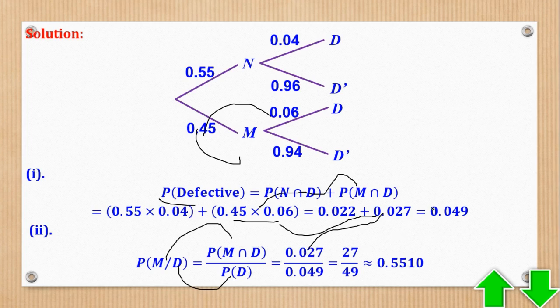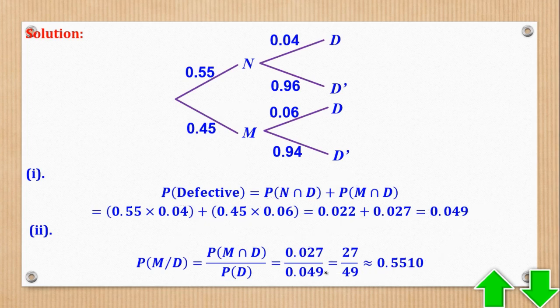Then the probability of defective was already got here, so I'll put it there. When I divide, I'll come up with this. So you can either leave your answer in this fraction form or use decimals. And that's what they wanted.